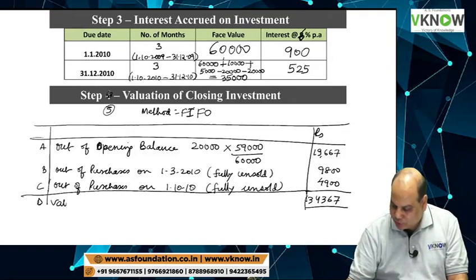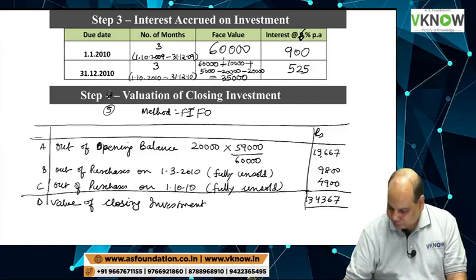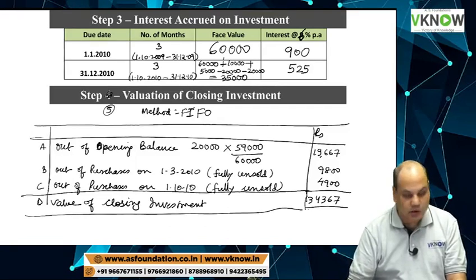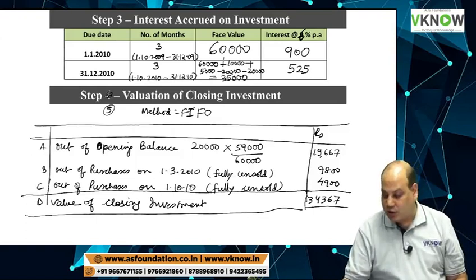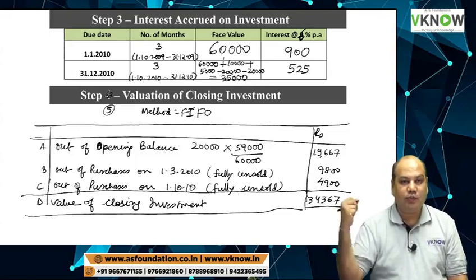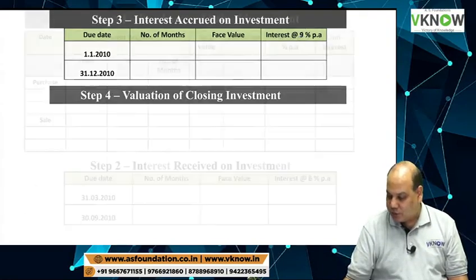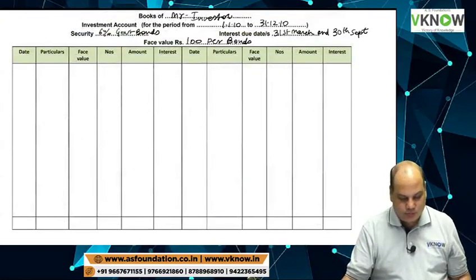Point D, value of closing investment. Market price is not given. Ignore. If market price was given, then we will check it. So now we are ready with all working notes. So you will give me the answer first so that I can complete the answer in 2 minutes.